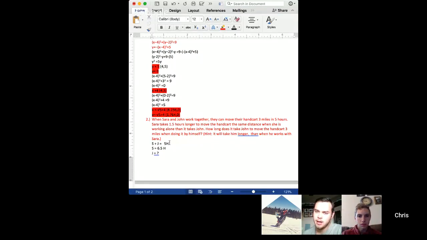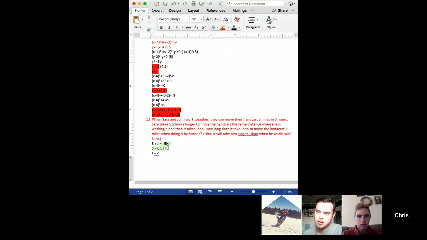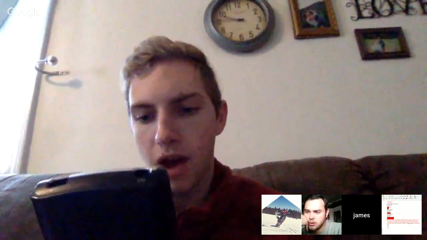Okay, so it's R times T equals D. Rate, which is your speed, times time equals distance. So we've got to find the rate. Why don't we not do it in hours or time, but find the actual miles per hour? That might help. They move 3 miles in 5 hours. How many miles are they doing per hour?